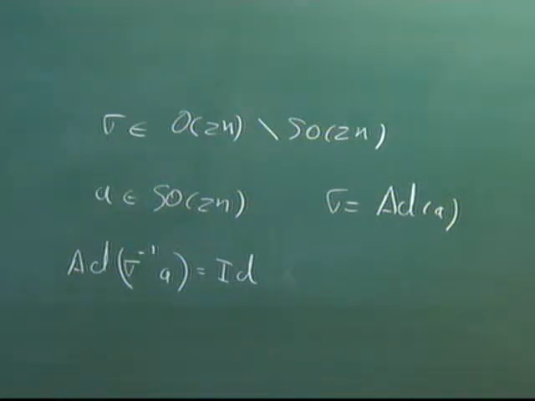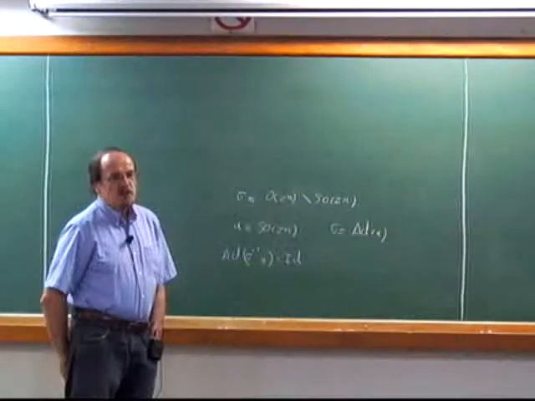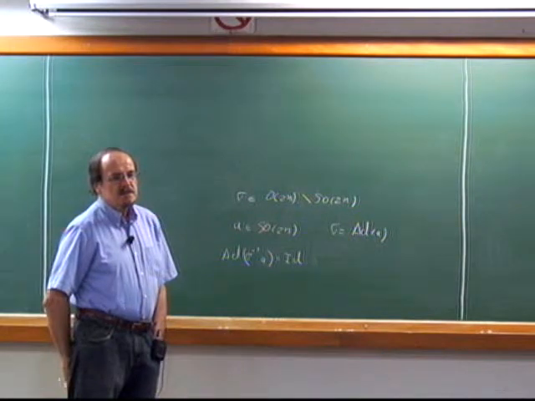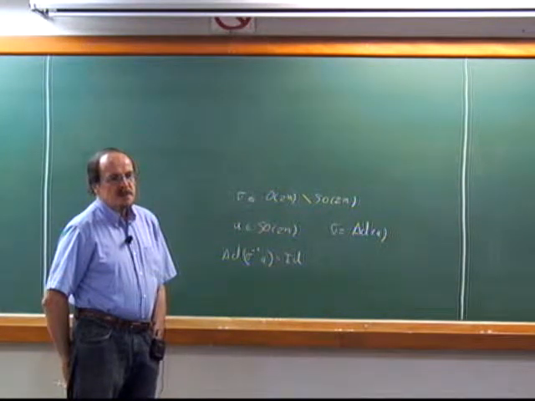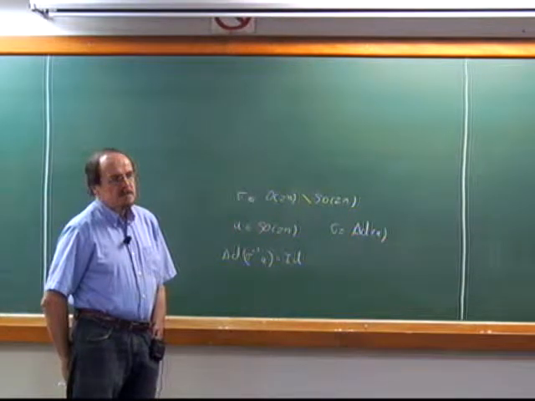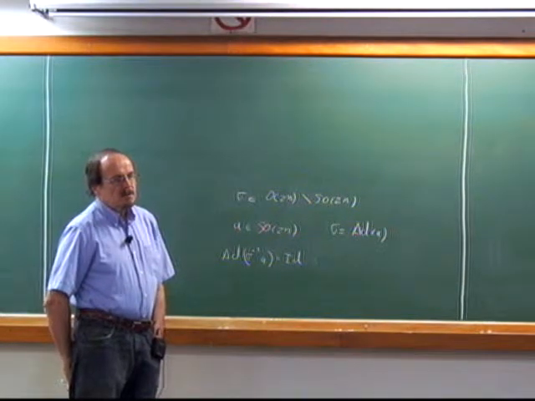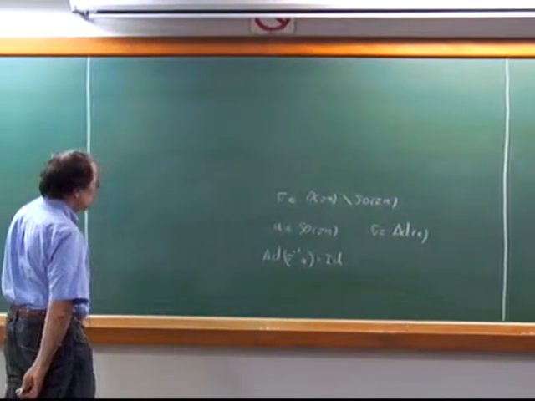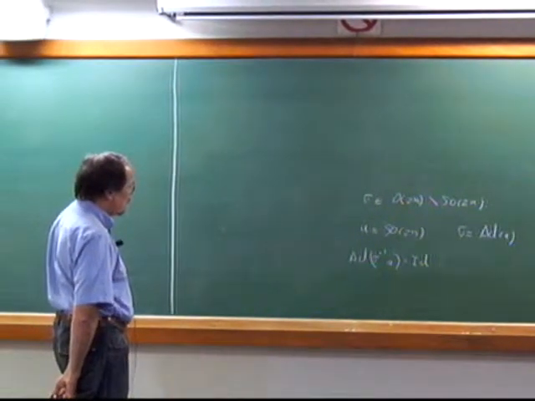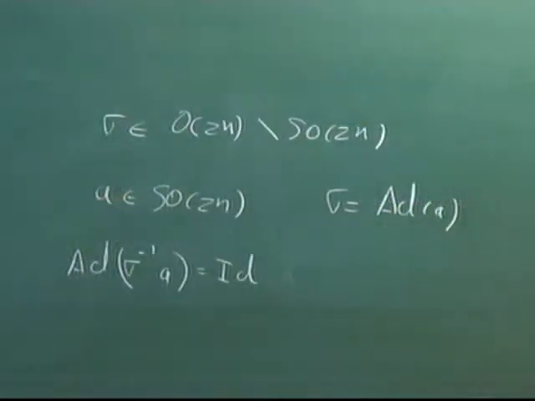Doesn't that mean it lies in the center of O2n? The kernel of the adjoint is the center, right? Does the group have to be connected for that? That the kernel of the adjoint is the center? Yes, the adjoint is a derivative of something, but that has to be connected.